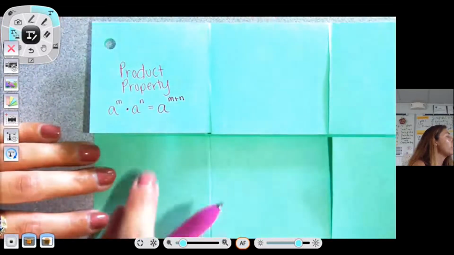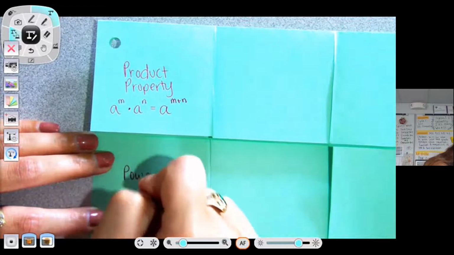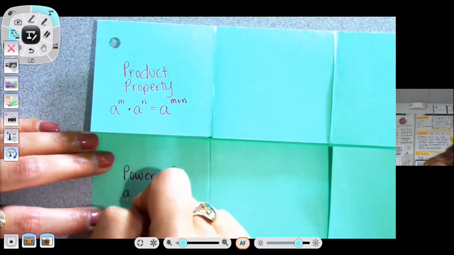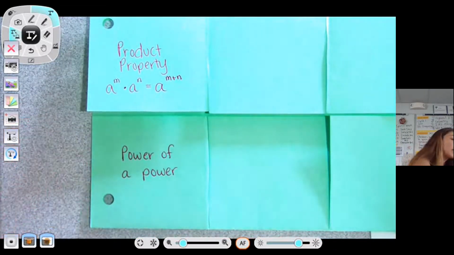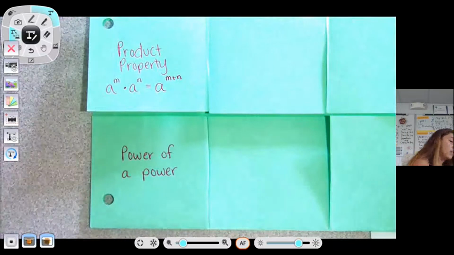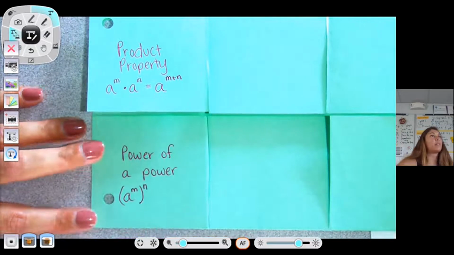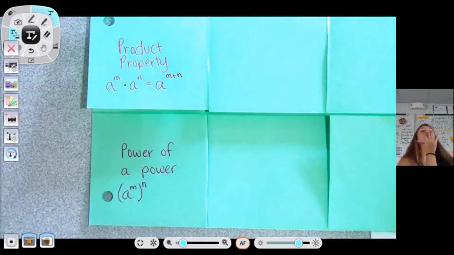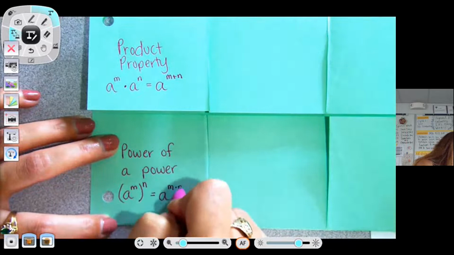The bottom one we're going to say is called power of a power. And this is whenever you already have something raised to a power and it's going to be raised again to another power. So this is going to be a to the mth in parentheses, raised again to the nth power. Does anybody remember what we do with these ones? Don't you multiply the exponents? You multiply the exponents. So it would be a to the m times n.